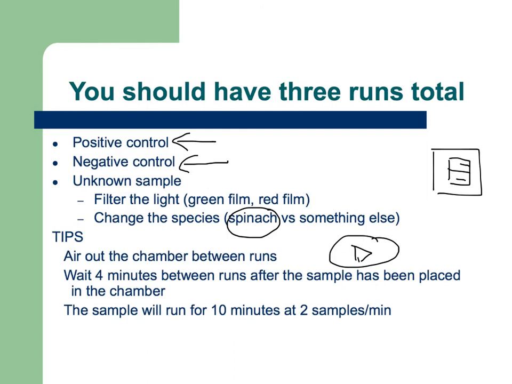start again. So you're going to add the leaves, add the film or no film, and you're going to wait 4 minutes because it's not going to switch instantly from that respiration to photosynthesis. You got to give it some time. So about 4 to 5 minutes, then you're going to press play. The sample is going to run for 10 minutes at that 2 samples per minute.